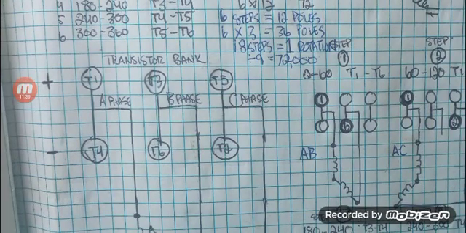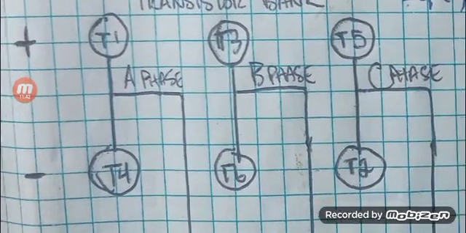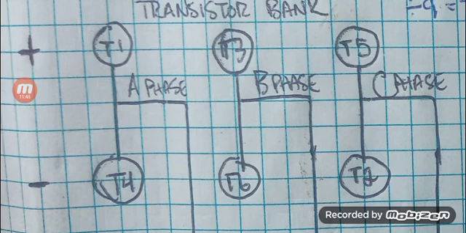And here's how your three-phase bridge rectifier would be connected. You have T1 top left, T2 on the opposite corner on the bottom, T3 top middle, T4 bottom left, T5 top right, T6 bottom middle. That's how they're labeled. T1 and T4 make phase A, T3 and T6 make phase B, T5 and T2 make phase C.